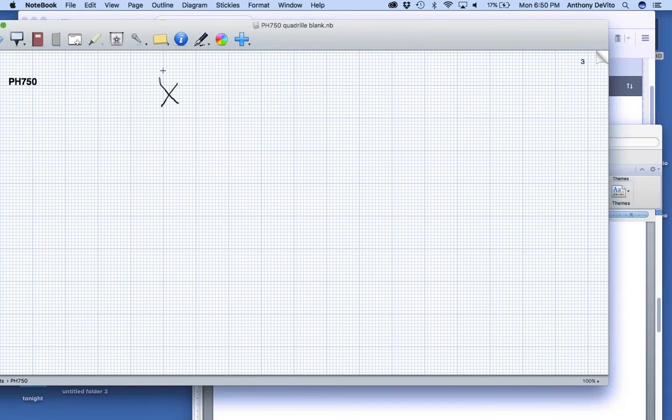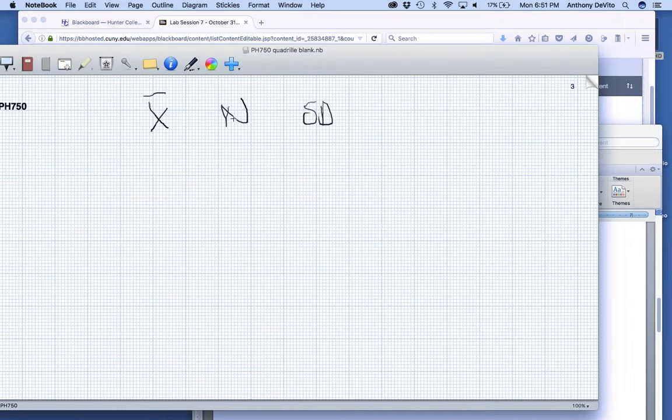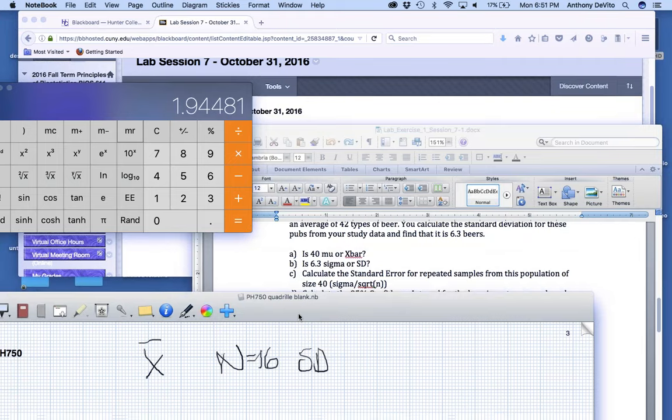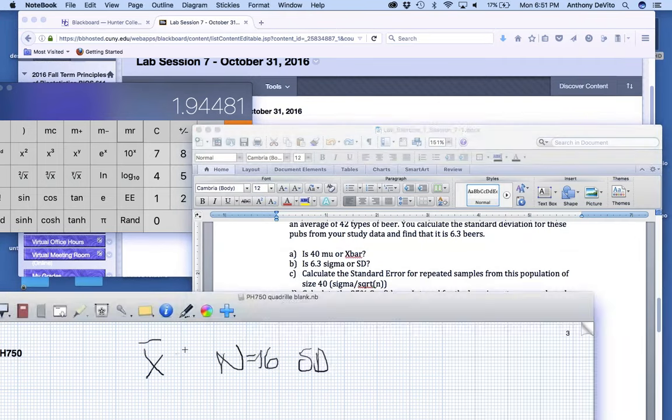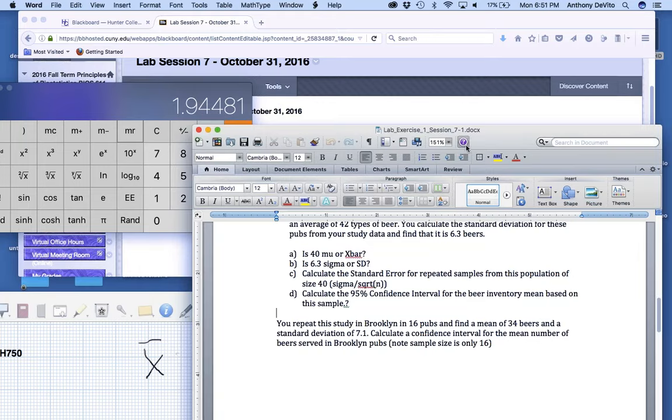And we've got X bar, we've got a sample size, and we've got a standard deviation. Okay, and what was it? Sample size is equal to 16. Our mean was equal to, I believe, 34. And let me see our standard deviation as well.